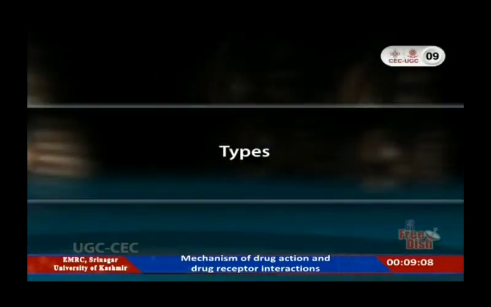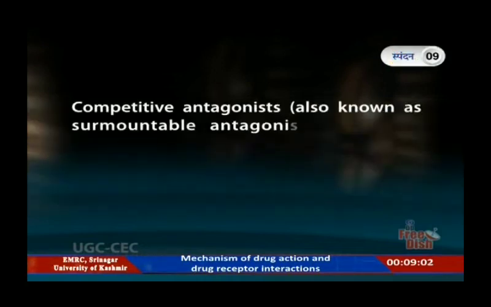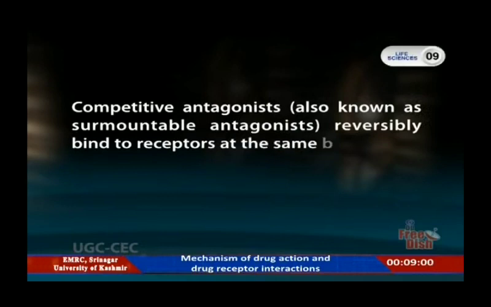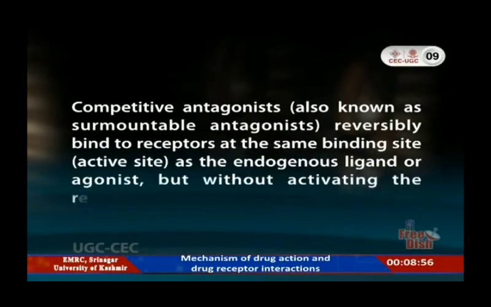Next, let us go through the types. First one, competitive. Competitive antagonists, also known as surmountable antagonists, reversibly bind to receptors at the same binding site or active site as the endogenous ligand or agonist, but without activating the receptor. Agonists and antagonists compete for the same binding site on the receptor. Once bound, an antagonist will block agonist binding.